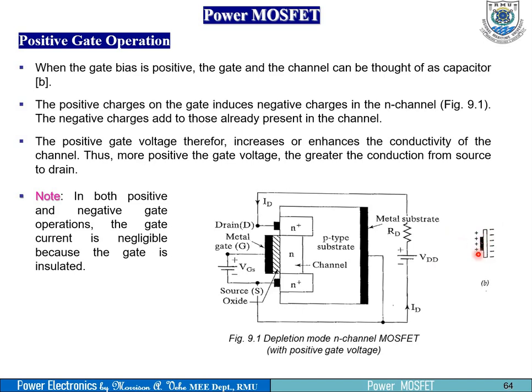and the substrate in which we diffused the channel. On the other side, because the channel has N material diffused into it, you will have separation of charge, which is electrons or N material. That is seen as a capacitor. A capacitor is nothing but two parallel plates separated by, if you like, a dielectric or an insulator. So that is what is happening here. The positive gate charges induce negative charges in the N channel, and these add to those already present in the channel.